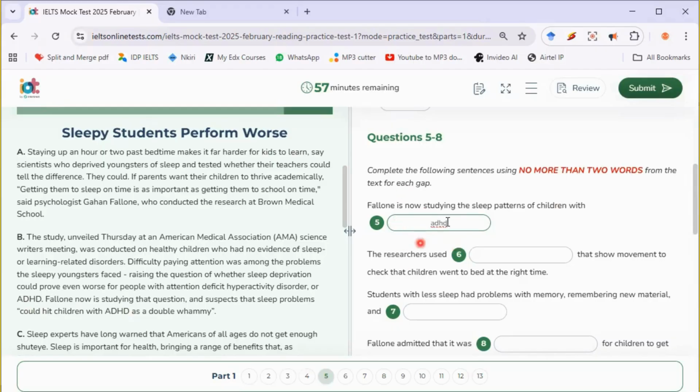Let me ask you guys this question. This thing I wrote here, is it correct, based on what you are seeing in the passage? This is my answer for number 5. Is it correct? Who can tell me? Anybody? Is this my answer correct? Small a, small h, small d.